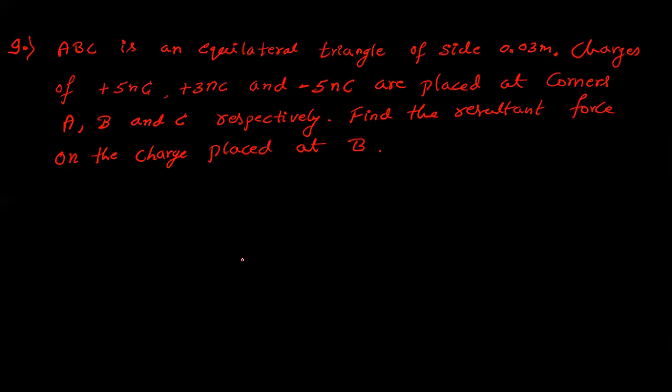Yeah, this is the next problem. ABC is an equilateral triangle of side 0.03 meter. Sides are the same. Charges of plus 5 nanocoulomb, plus 3 nanocoulomb and minus 5 nanocoulomb are placed at the corners A, B, C. Find the resultant force on the charge placed at B. Very important: it is an equilateral triangle.